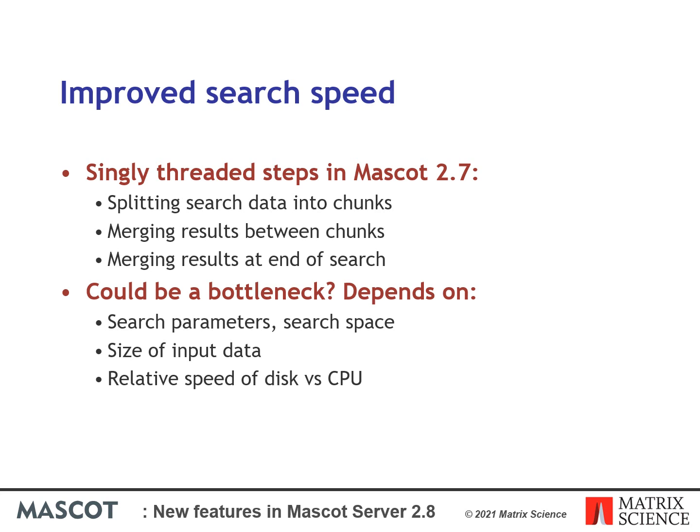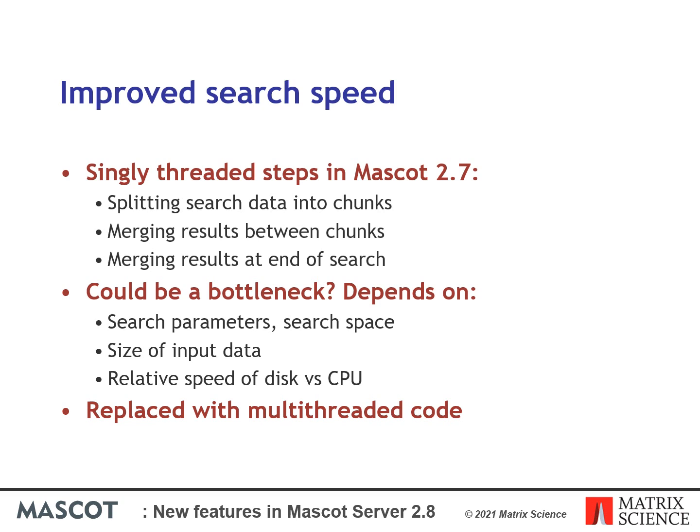Whether the steps are actually a bottleneck depends on the search parameters, search space, and the size of the input data. The relative speed of the disk compared to the CPU is also a factor. As a rough guide, if the search has tight mass tolerances and few variable modifications, a reasonable amount of time could be spent on disk operations, so the singly threaded steps could be a bottleneck. Conversely, an error-tolerant search is likely to be CPU-bound, and relatively little time is spent on disk operations, so the singly threaded steps probably wouldn't be a bottleneck.